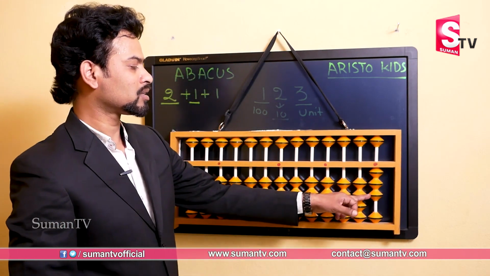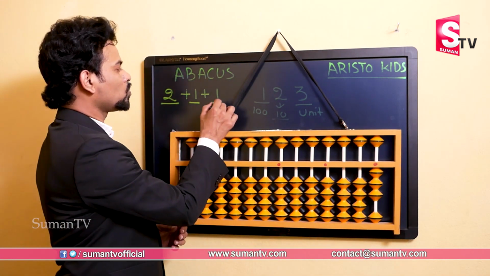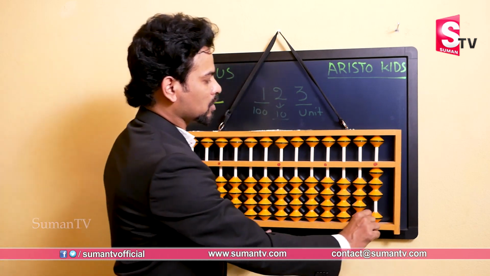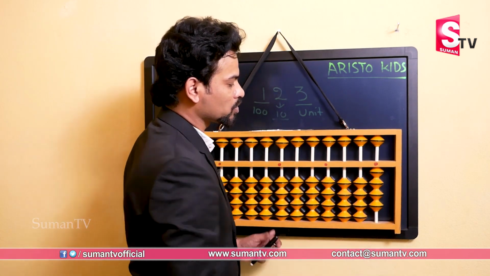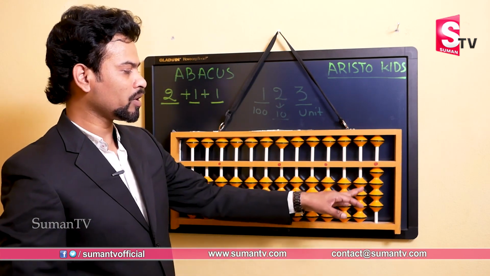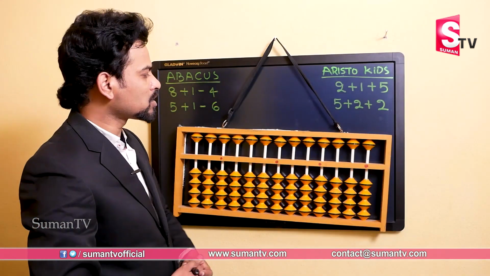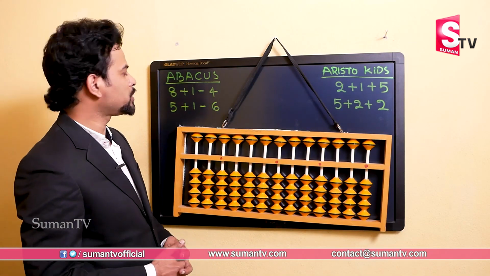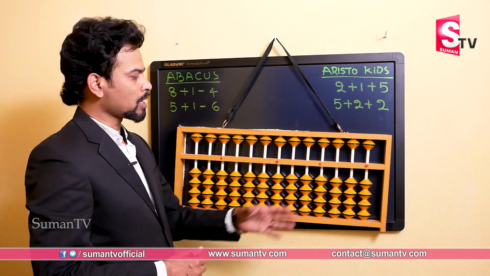So the answer is 3. Again we need to do plus 1. So the answer is 4. So you understand how we are doing addition? Let's practice some more examples of how to do addition and subtraction in Abacus.